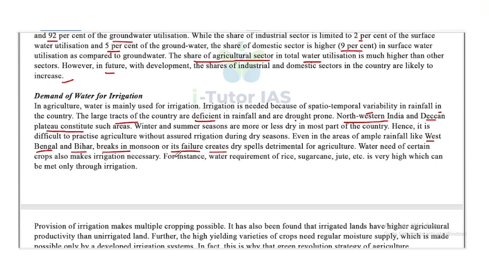Water need of certain crops also makes irrigation necessary. For instance, water requirement of rice, sugarcane, jute, etc. is very high, which can be met only through irrigation.